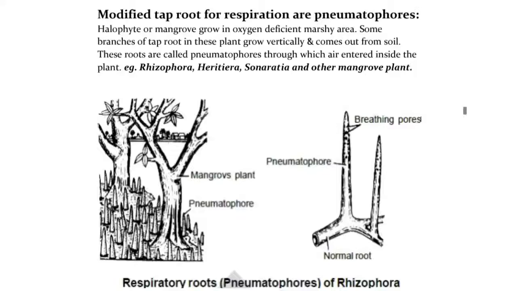Modified taproot for respiration are pneumatophores. Halophytes or mangroves grow in oxygen-deficient marshy areas. Some branches of taproot in these plants grow vertically or come out from the soil. These roots are called pneumatophores, through which air enters inside the plant, e.g. Rhizophora, Heritiera, Sonneratia and other mangrove plants.